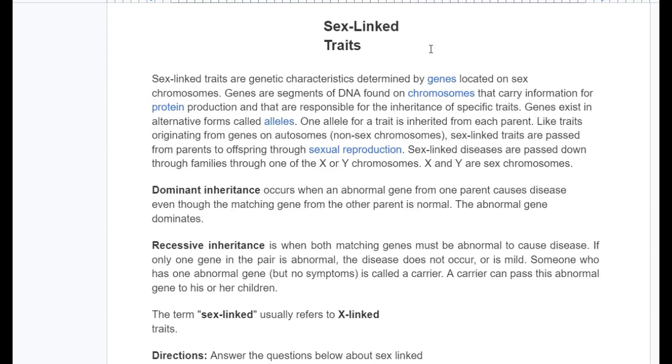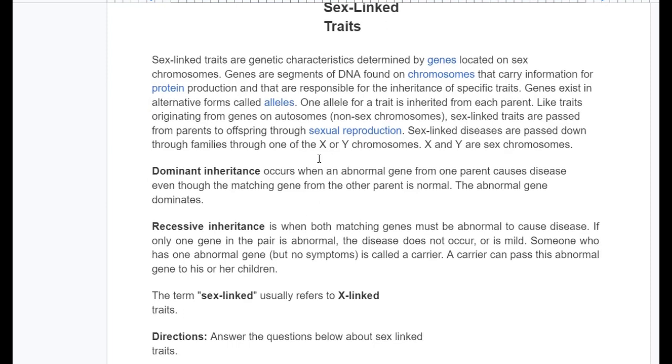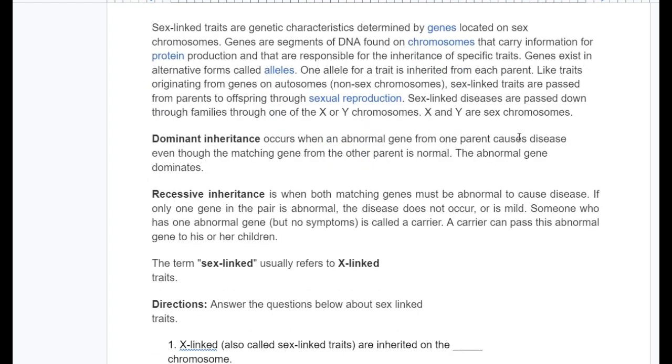All right, sex-linked diseases are passed down through families through one of the X or the Y chromosomes, and X and Y are the sex chromosomes. Remember, females have 2 X's and a male has an X and a Y. Dominant inheritance occurs when an abnormal gene from one parent causes a disease, even though the matching gene from the other parent is normal. The abnormal gene dominates. Recessive inheritance is when both matching genes must be abnormal to cause the disease. If only one gene in the pair is abnormal, the disease does not occur or is mild. Someone who has an abnormal gene but no symptoms is called a carrier. A carrier can pass this abnormal gene to his or her children.